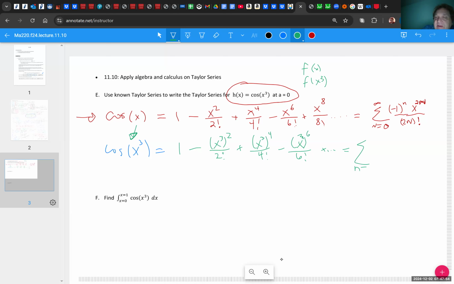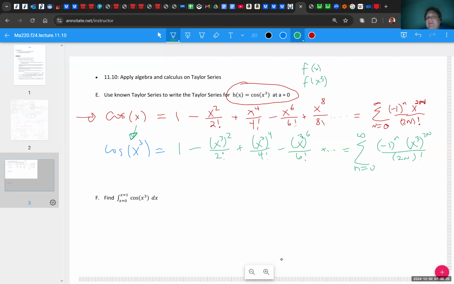Now, it ends up being just as easy to write this out because once again, we're just plugging in x to the 3rd. So you don't have to worry about all the different parts because there's only one place to plug in x. It's where the x is, right? So instead of x to the 2n, you have x to the 3rd to the 2n. And all the other stuff stays the same because there's no x's there. They're just n's, right? And n is not what we're doing. We're changing x to x cubed. So that's the Taylor series for cosine x cubed. You just plug in x cubed.